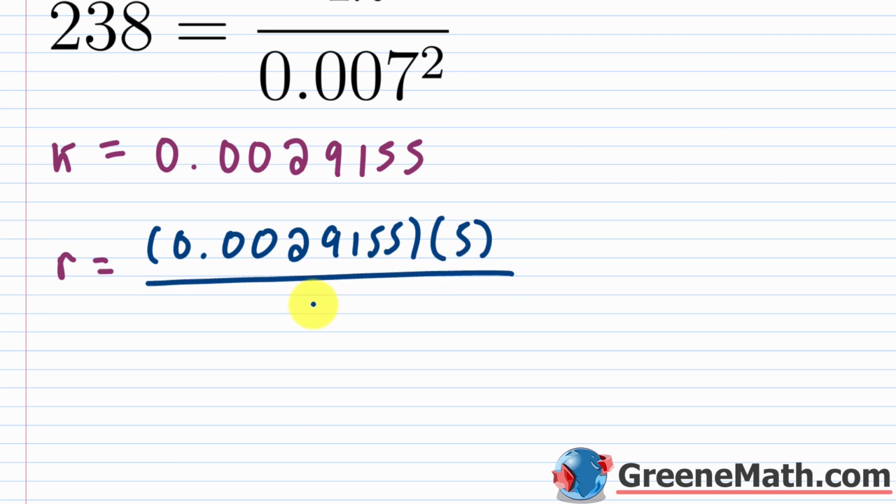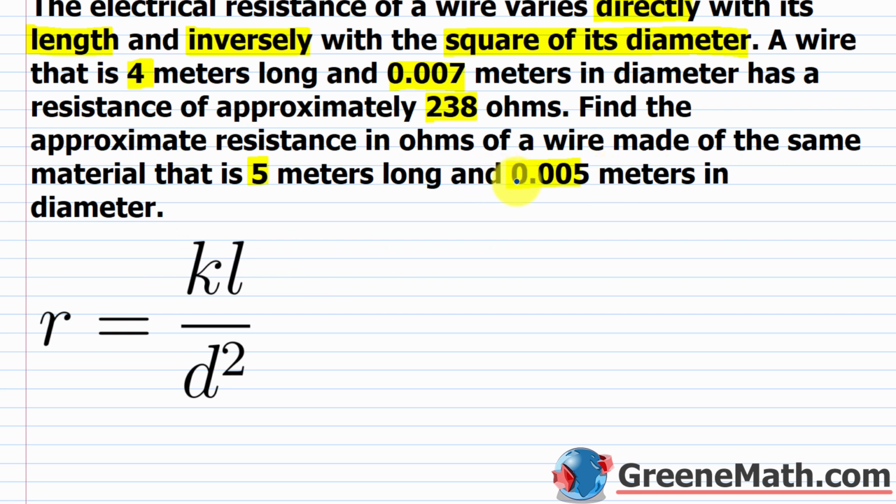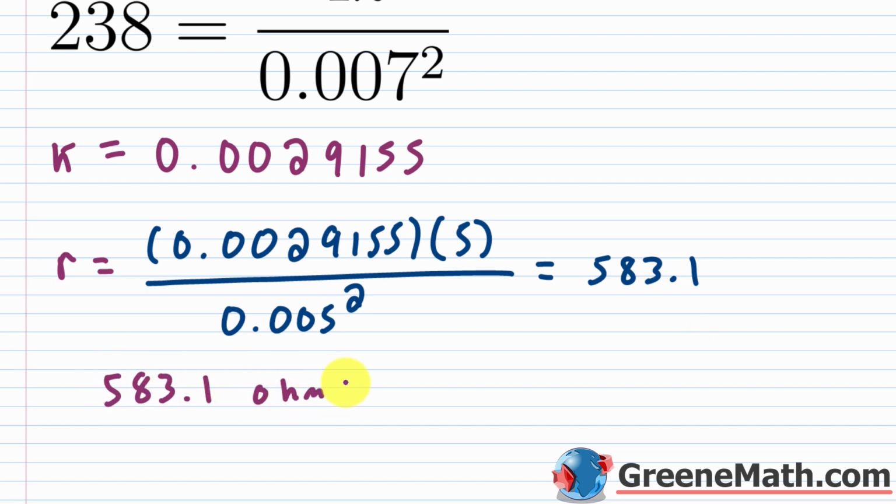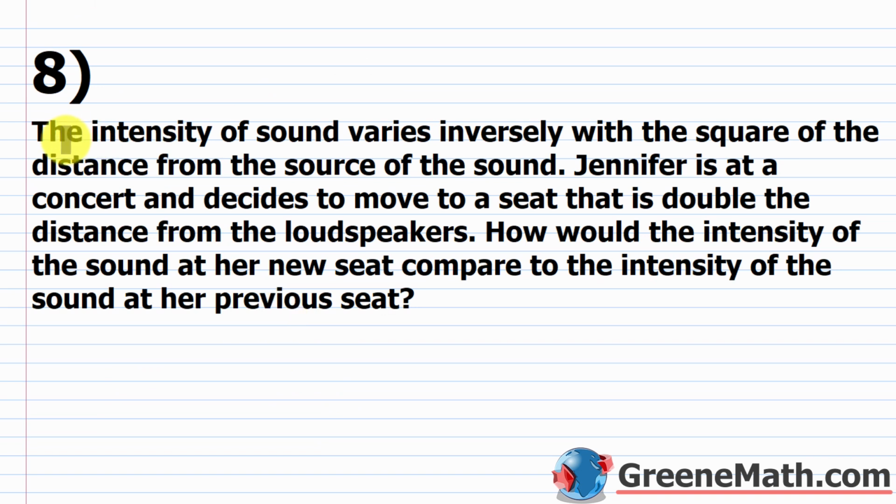And then this down here, we're going to get our diameter. And remember, we have to square that. So coming back, it says and 0.005 meters in diameter. So we want this 0.005 plugged in for D. So this down here is 0.005, and then we need to square that. Let's key this into the calculator, and I get 583.1. Again, this is going to be in terms of ohms. So I'm just going to write out the answer as 583.1 and then ohms.